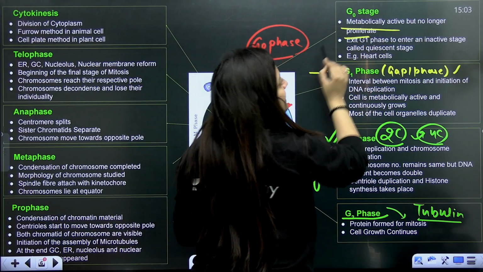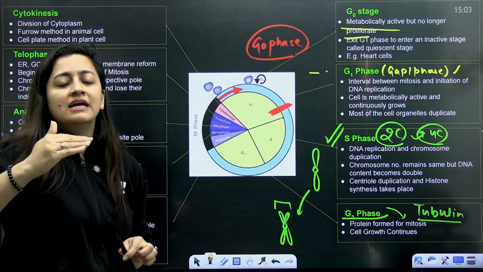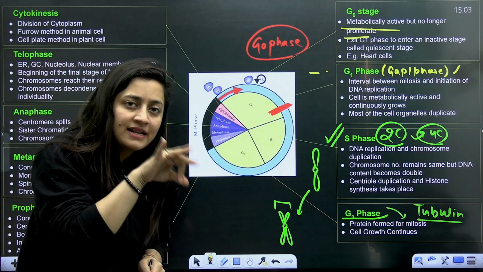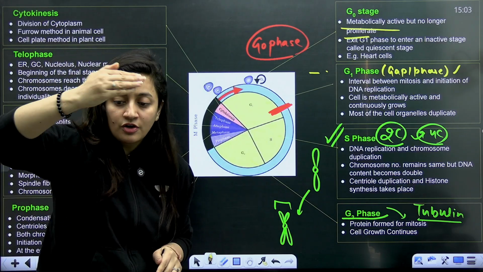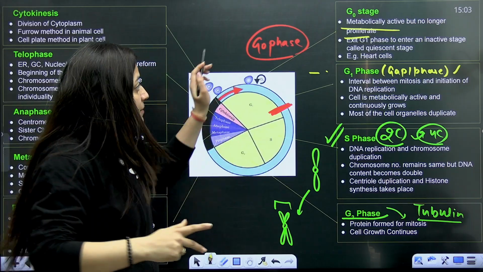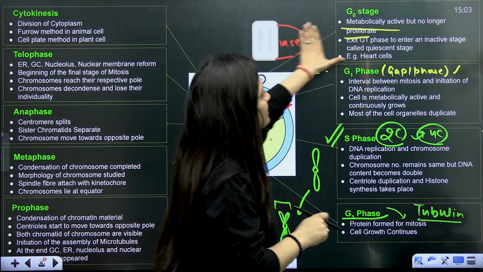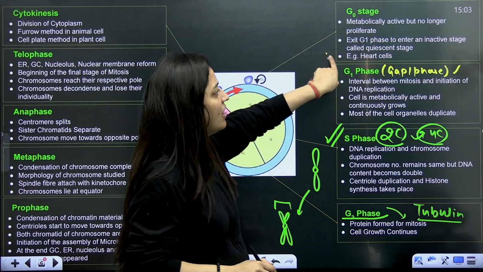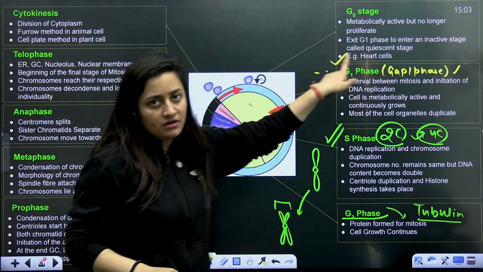The cell is metabolically active. It's just that it will not divide, it will not proliferate. So it is inactive in the sense of proliferation: it will not replicate, it will not form two cells. But when it comes to metabolism, that will be there. We have the example of the heart cell, and the nerve cell as well.